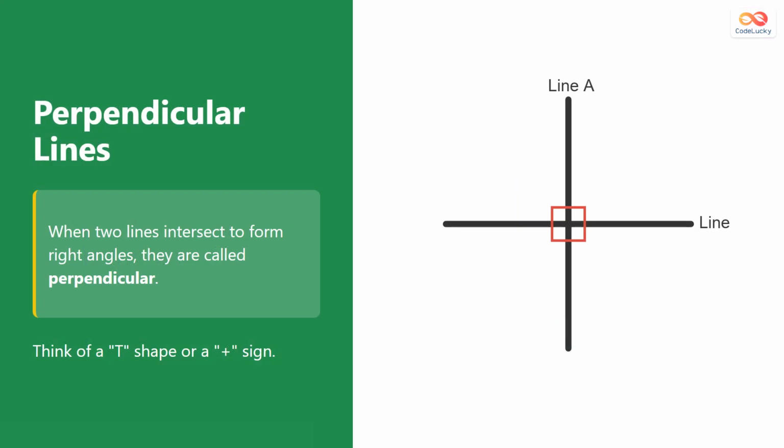Right angles are formed when two lines cross each other in a specific way. When two lines intersect to make right angles, we say they are perpendicular. You can think of perpendicular lines looking like the letter T or a plus sign.